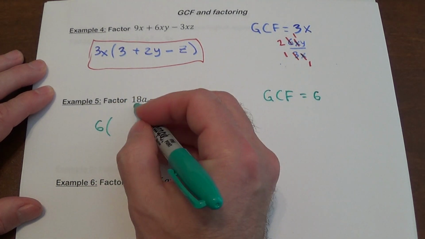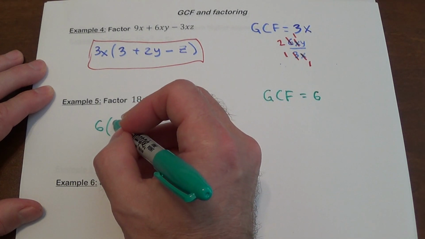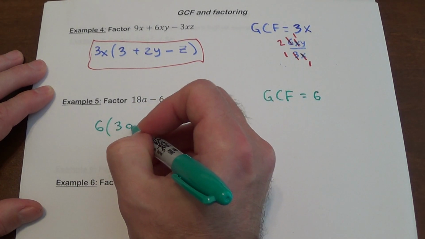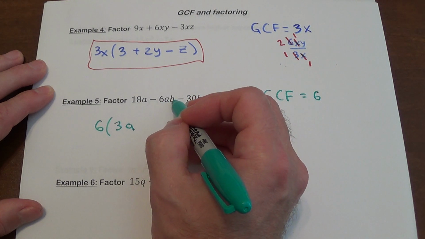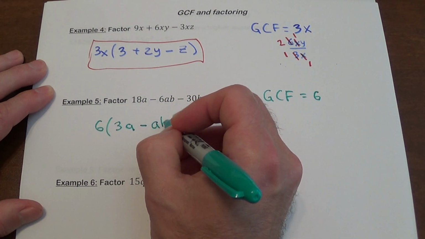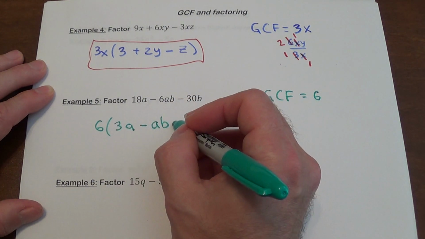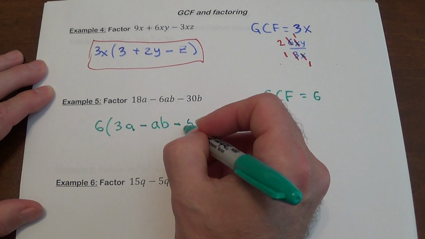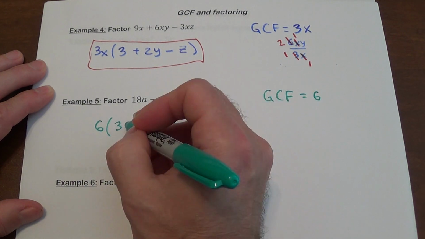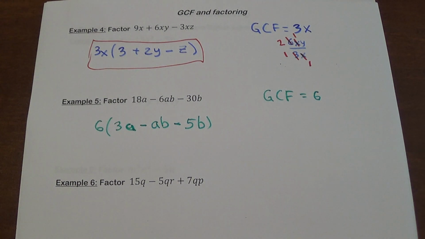So we take 6 out and we divide each term by 6. 18a divided by 6 will leave you with 3a. 6ab divided by 6 will give you 1ab or simply ab. And 30b divided by 6 will give you 5b. Okay? And that is the answer.